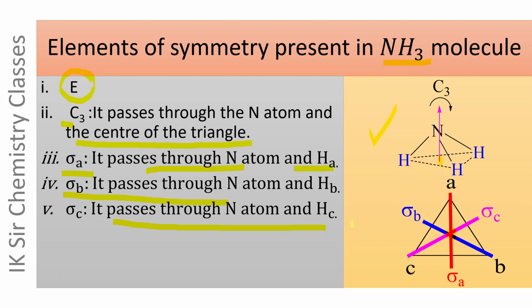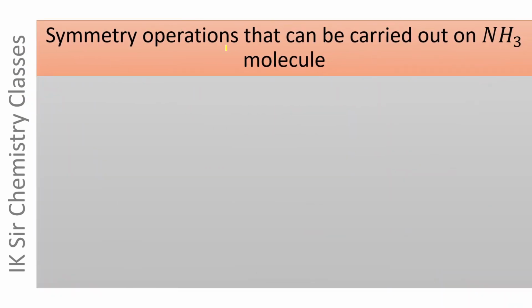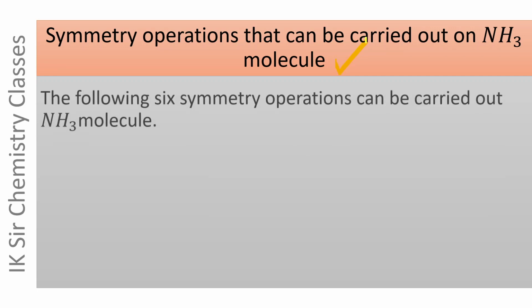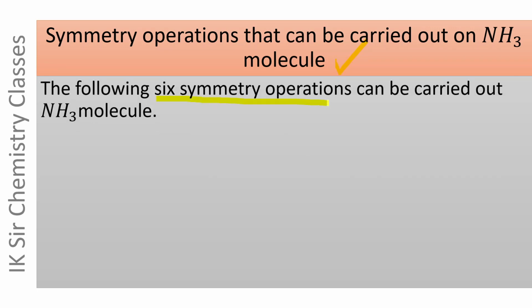It must be noted that the positions of these three vertical planes of symmetry are kept static as in this original figure. It is sigma A, it is sigma B, and it is sigma C. Their positions are not changed during any symmetry operation. Symmetry operations that can be carried out on NH3 molecule. The following 6 symmetry operations can be carried out on NH3 molecule.